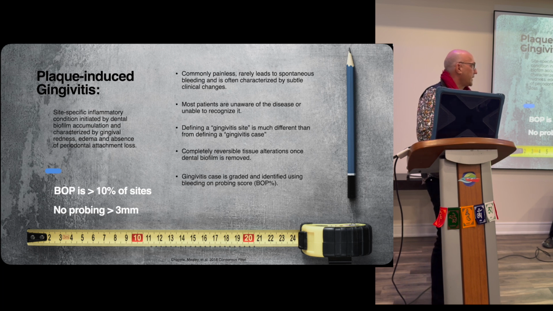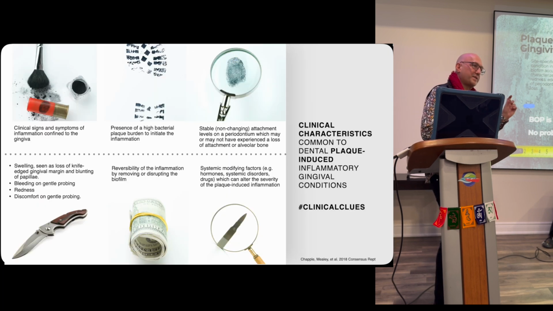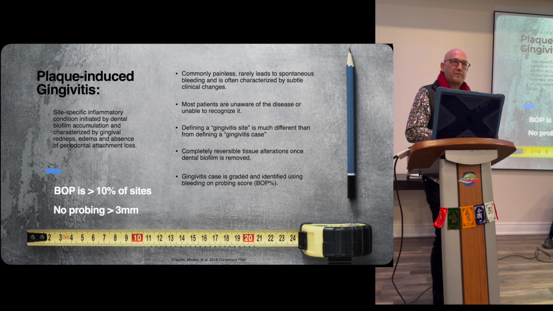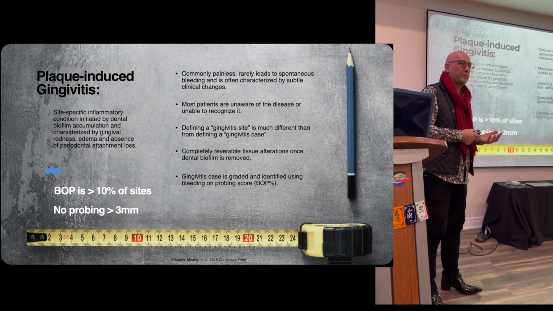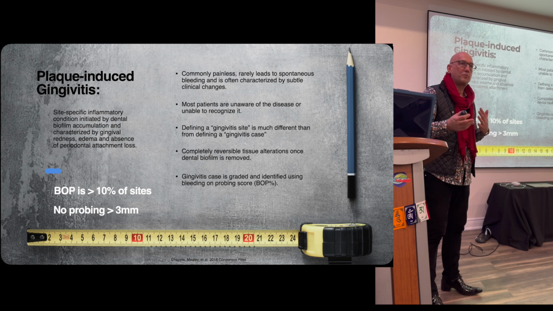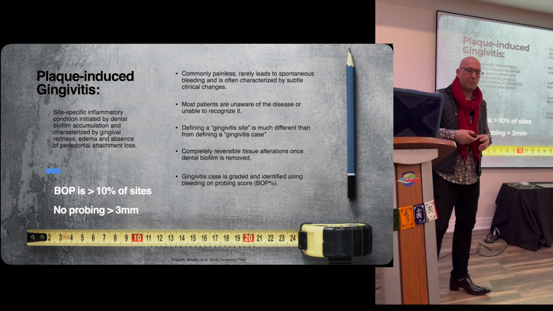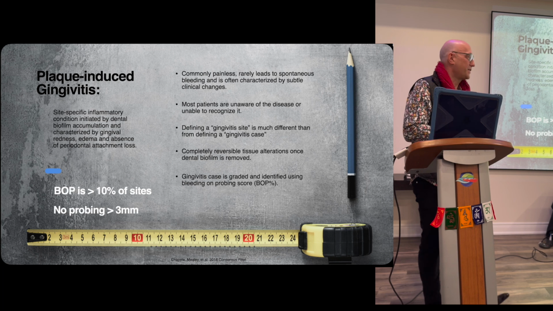Defining a gingivitis site is much different from defining a gingivitis case. What do you think we mean by that? Right, instead of labeling the whole patient as having gingivitis, we have these individual sites. And thank goodness it's completely reversible. We figured out how to cure that. It's completely reversible once the dental biofilm is removed. There are a number of ways that we remove biofilm, which we're going to get into, and Kat is going to help us with that, to tell us how we do it with our brushes. A gingivitis case is graded and identified using bleeding on probing scores.